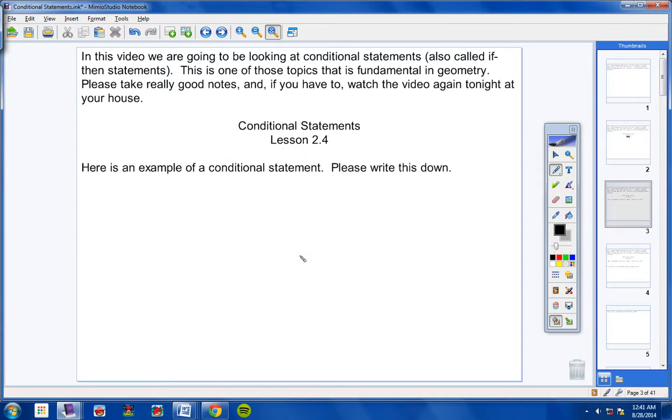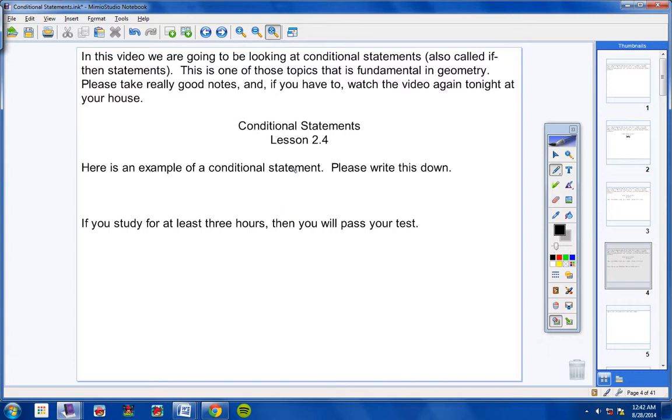Okay, now here is an example of a conditional statement. Please write this down. If you study for at least 3 hours, then you will pass your test. Please copy that in your notes. Now, I want you to notice a lot of things about this sentence, okay?